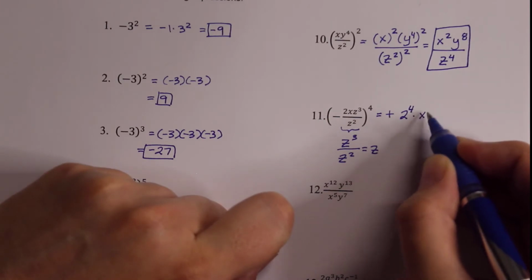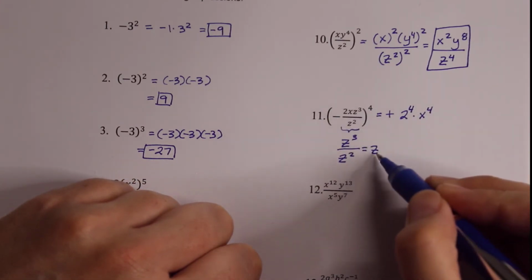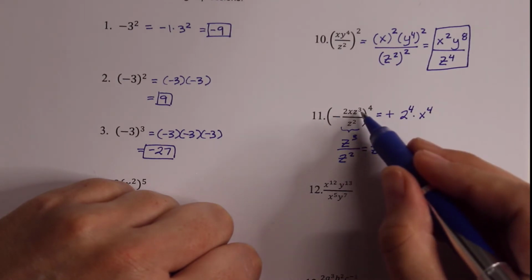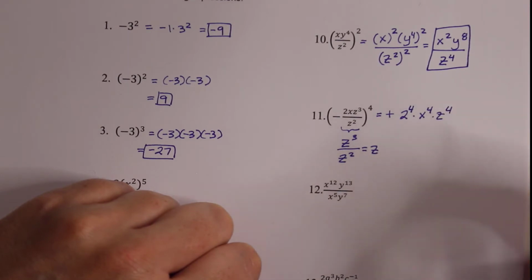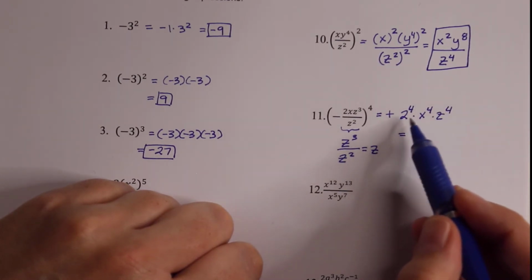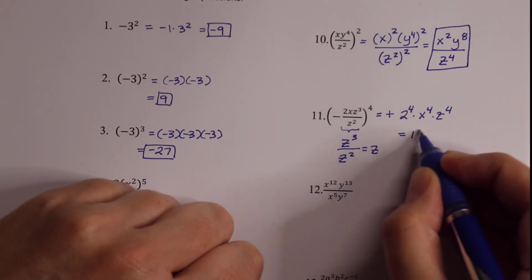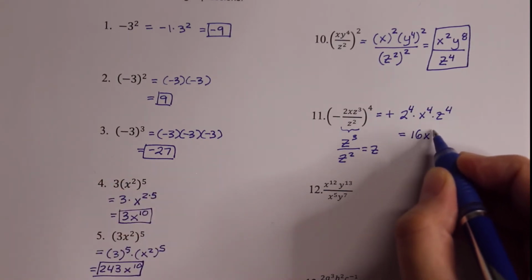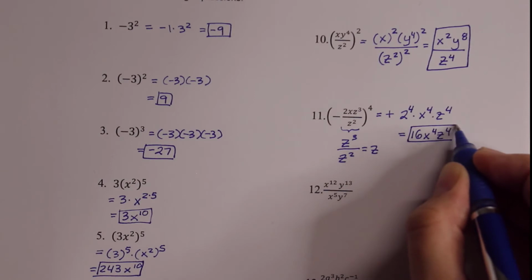X to the 4th. And then on the inside, all of this with a z was just z. Okay, so z to the 3rd over z squared was just z. So z to the 4th. And then the last thing to do, I wouldn't box this in because if I can find the number I need to, and 2 to the 4th we can figure out, that's actually just 16. So 16x to the 4th, z to the 4th would be the answer there.